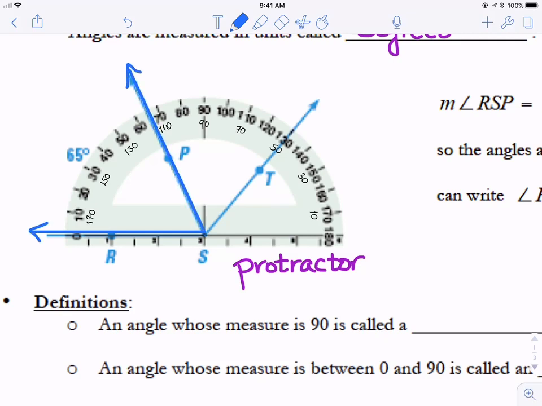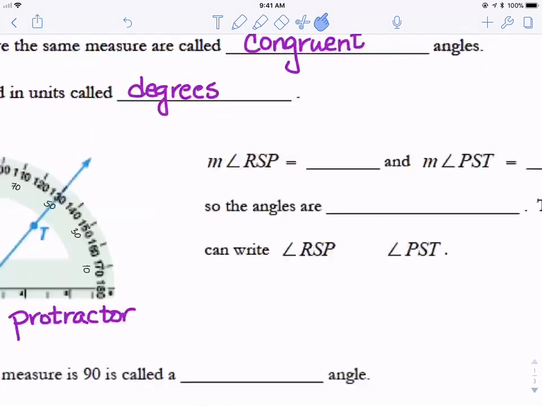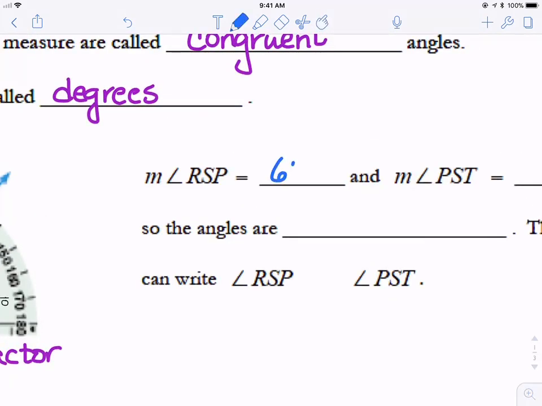Okay, so we see that that is hitting either right here at 65, or it's hitting at 125 if you look at the numbers this way. So which one would make sense? Well, we're going from the left to the right in a clockwise fashion, which means that we're going to be using the outside numbers because this is an acute angle. So going this way, we know that it would be 65 degrees. That's what would make sense. Okay, so that measure is 65 degrees.